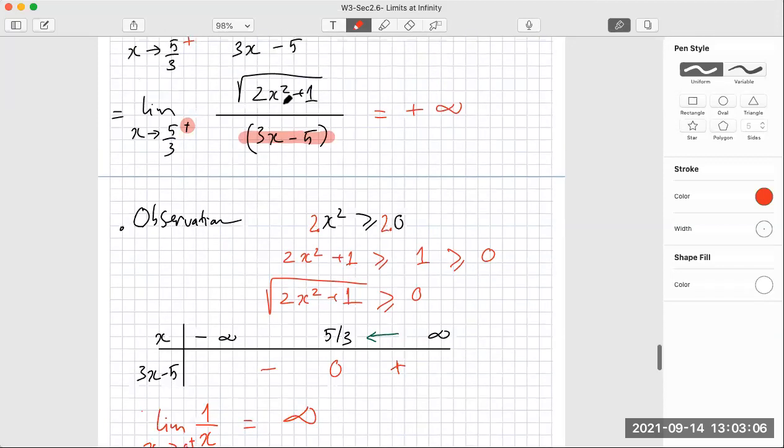The numerator, if x approaches 5/3, will be the square root of 2 times (5/3) squared plus 1. It will simply be a number close to that value. Anyway, it is positive, yes. So if it's 5/3 with the negative sign, that would be negative infinity? Very good.